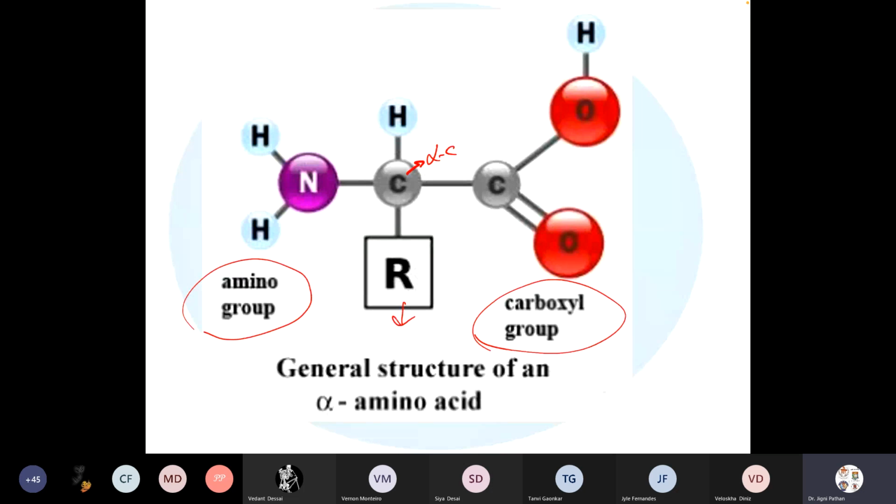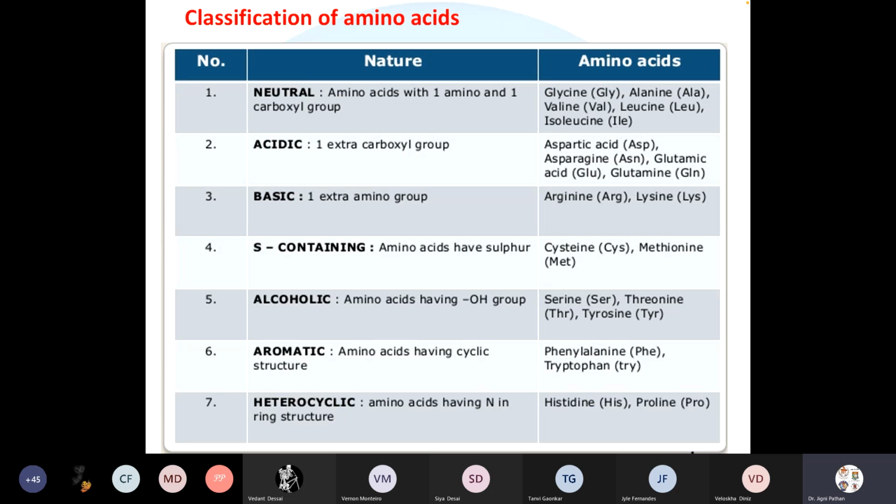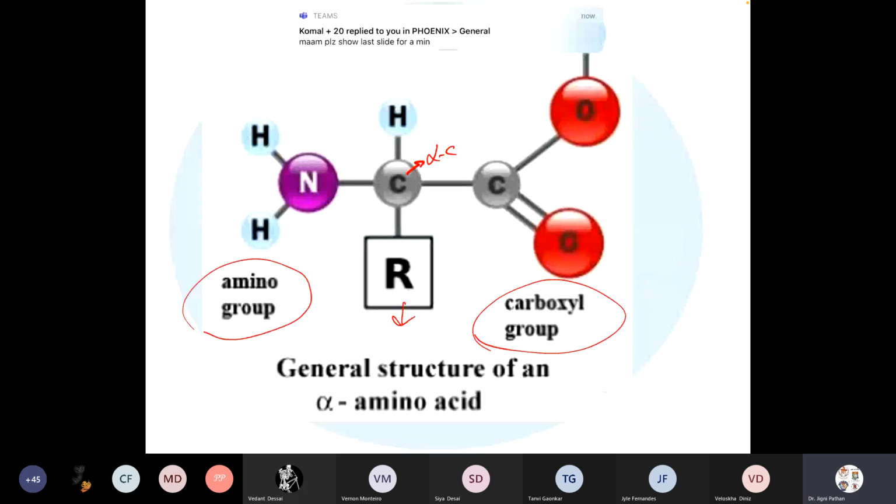Okay. Now, classification of amino acids. Amino acids are classified further into neutral amino acid, acidic amino acid, basic, sulfur containing, alcoholic, aromatic, and heterocyclic amino acid. What is a neutral amino acid? An amino acid containing one amino and one carboxylic group. Examples are very, very important. Very important slide. Okay, please write down.